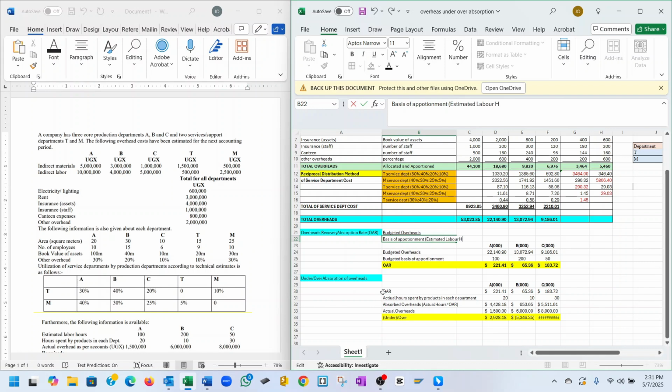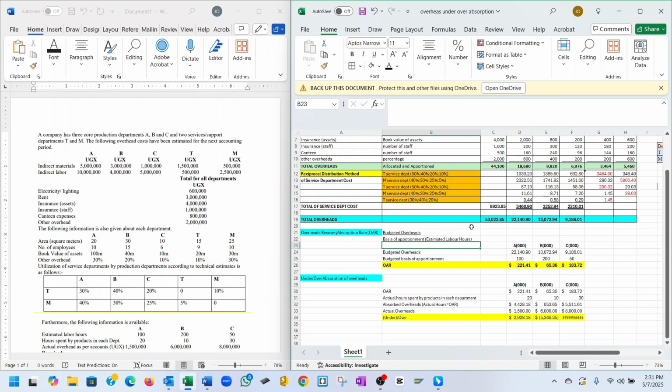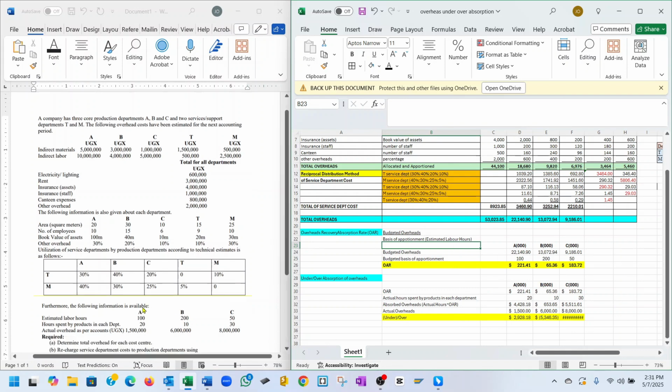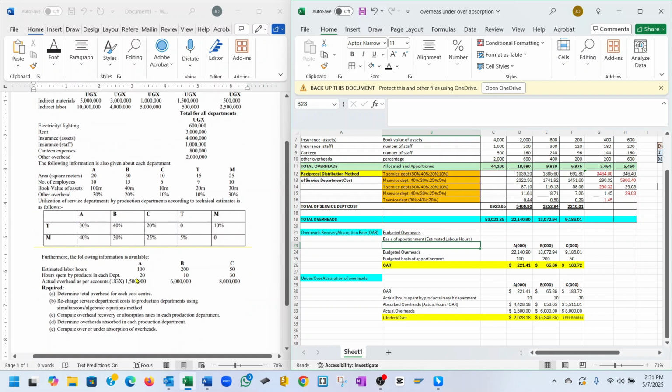Labor hours. The estimated labor hours are given in the question, down here. Furthermore, the following information is available. So you look on the right, left. Estimated labor hours 100, 250.